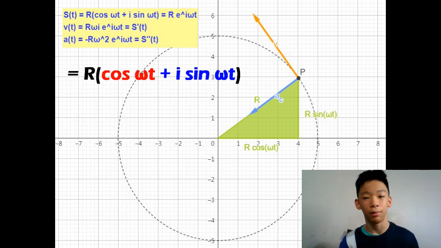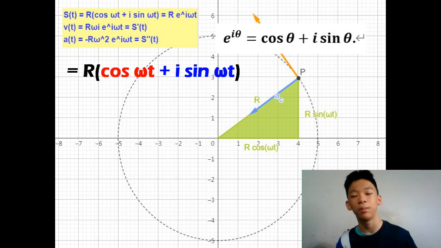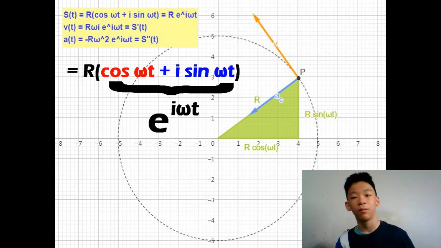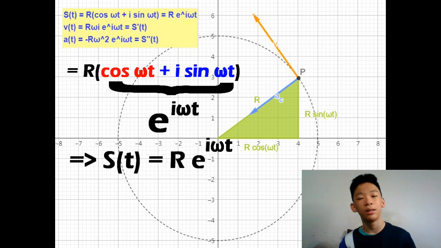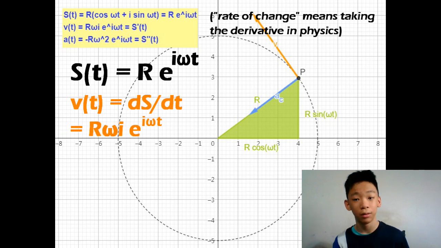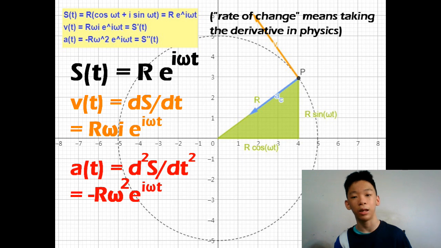Now, using Euler's formula, e to the i theta equals cos theta plus i sine theta, we can write this part as e to the i omega t. So therefore, this position function with respect to time would be r times e to the i omega t. Now, to get velocity, you take the rate of change of this function with respect to time once. And so you get r omega i times e to the i omega t. To get acceleration, you take the rate of change with respect to time twice. So you get negative omega squared r times e to the i omega t.